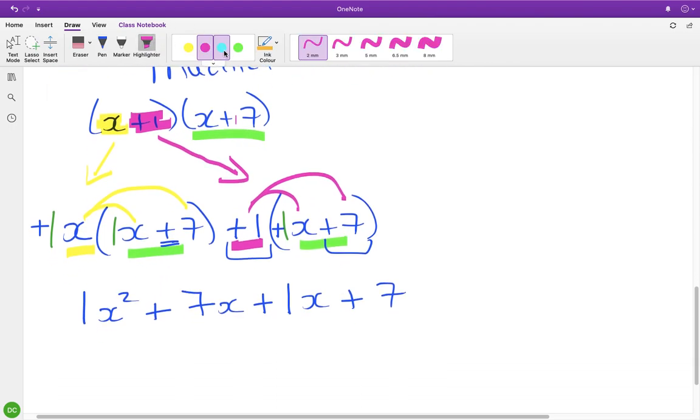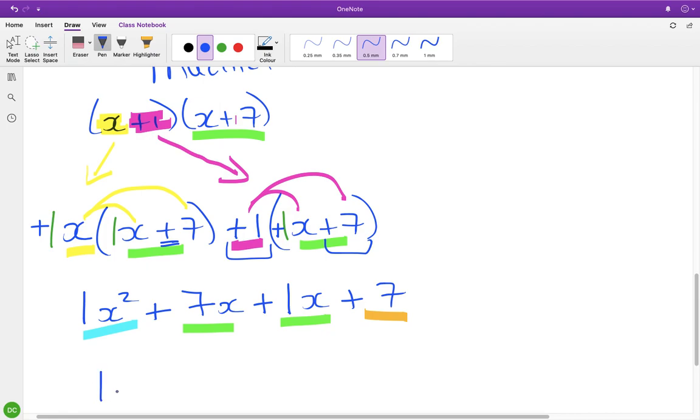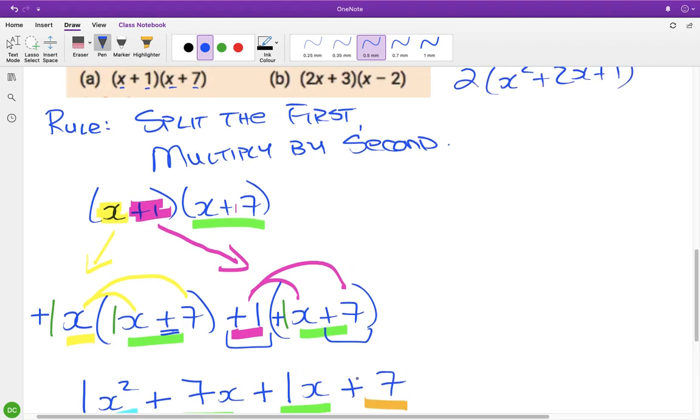And then we do the simplified part. So I have an x squared family and nothing to go with it. I have an x and I have another x, and then I have a 7. So the x squared is on its own, so we leave it as it is. These we are able to combine because they're from the same family, so 7 and 1 is 8 as the total for the x family, and then the 7 is on its own. Okay, and there's your answer.